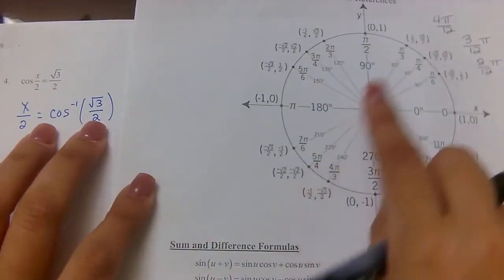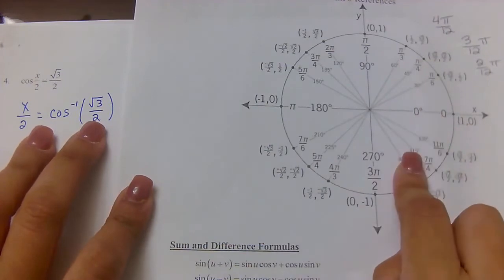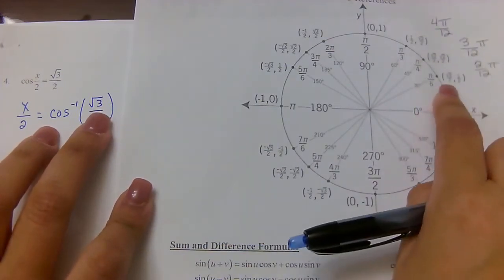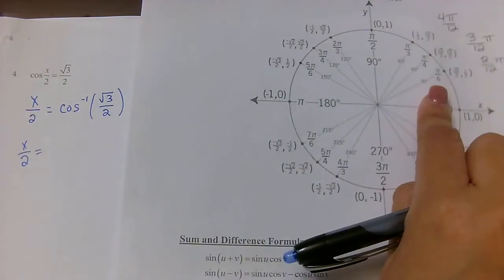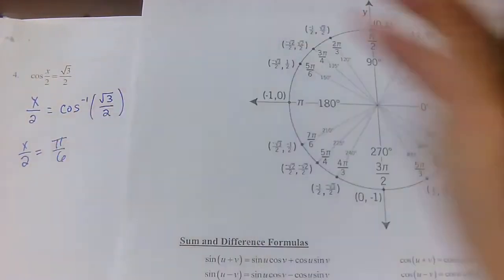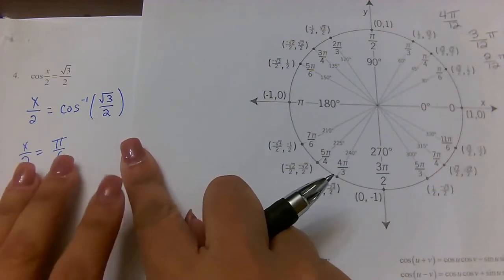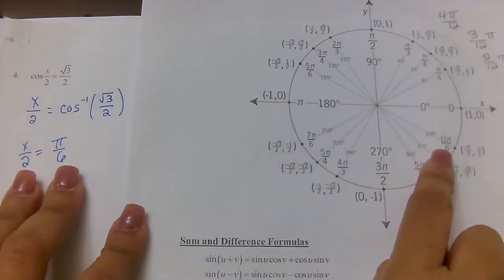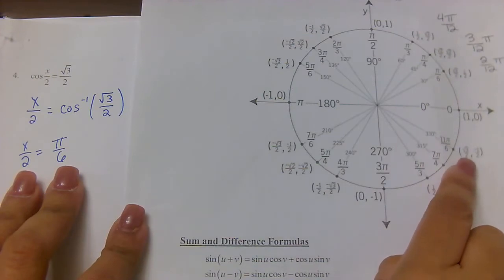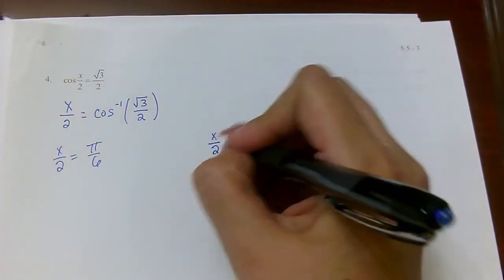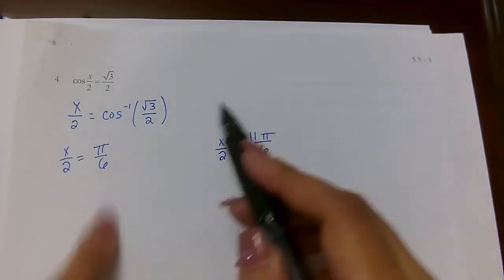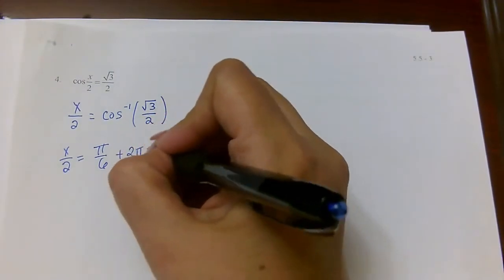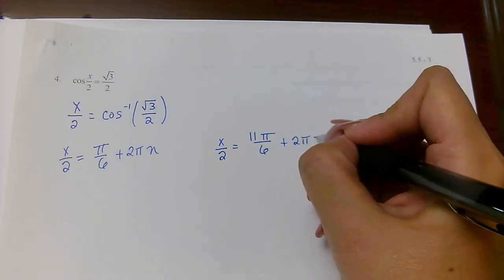Cosine of the positive value will be in quadrant 1 and in quadrant 4. So I'm going to start with the square root of 3 over 2. My first solution can be x over 2 is equal to pi over 6. Okay, that's one of my solutions. We have another solution in this case, which is going to be 11 pi over 6, because cosine is positive square root of 3 over 2 here. Okay, so let's go ahead and put that also. x over 2 is equal to 11 pi over 6. Okay, each of these we do need to add 2 pi. So I'm going to say plus 2 pi n, and then plus 2 pi n.